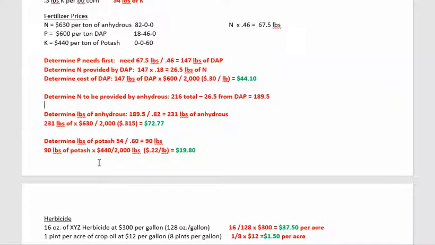Now we go to potassium that's going to be supplied by potash. What we want is 54 pounds. What we got is 60%. 54 divided by 0.6 is 90 pounds. 90 pounds of potash times $440 divided by 2,000 pounds, or 22 cents a pound, gives us $19.80 to meet our potassium needs.